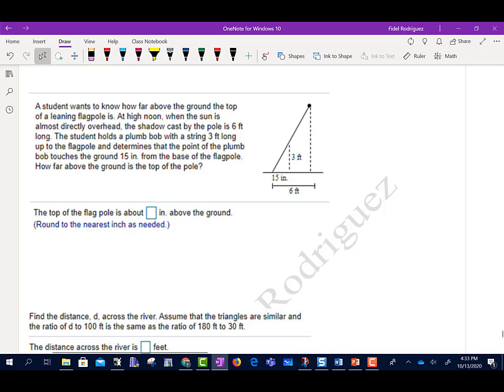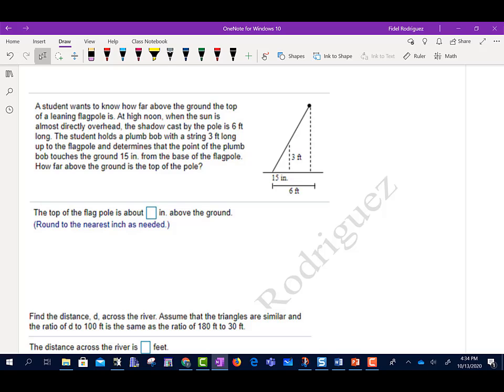All right. It says the student wants to know how far up the ground the top of a leaning flagpole is. At high noon, when the sun is almost directly overhead, the shadow cast by the pole is 6 feet long. The student holds a plumb bob with a string 3 feet long to the flagpole and determines the point of the plumb bob touches the ground 15 inches from the base of the flagpole. Let's see, how far up the ground is the top of the pole?